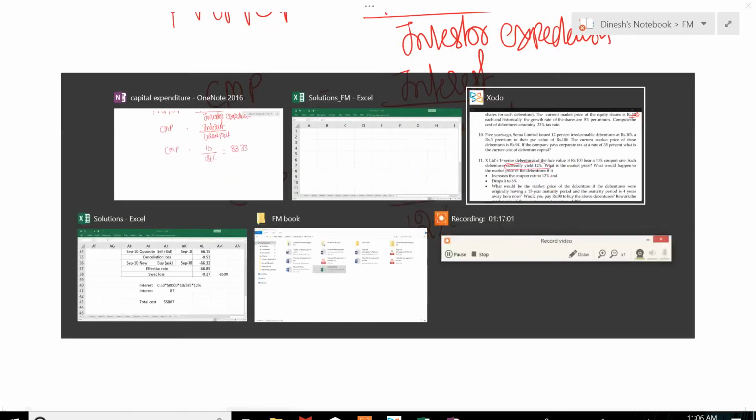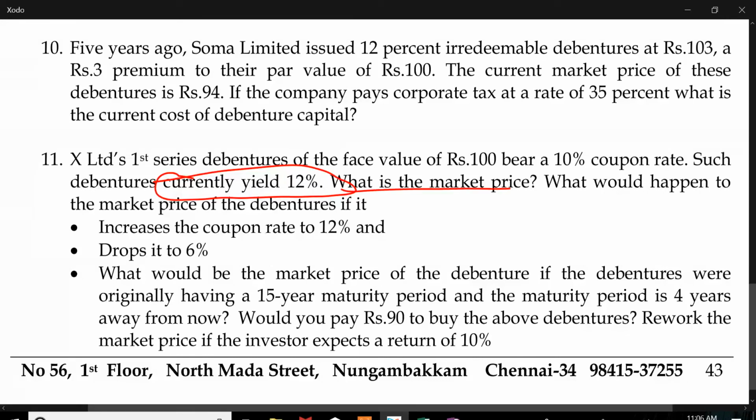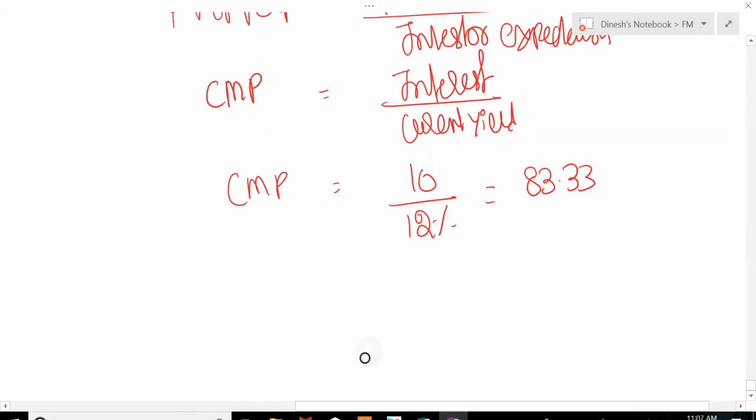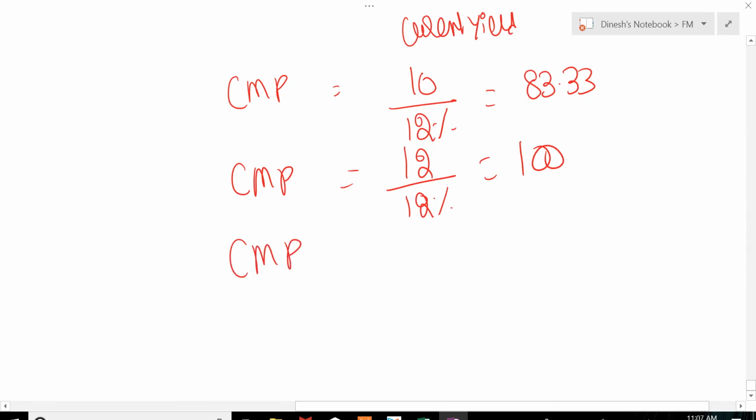Scenario 2, what they mentioned. If it increases the coupon rate to 12, see this was the market price till now. Now these various scenarios: increases the coupon rate to 12, drops it to 6. 12% means, am I meeting the expectation or exceeding? Meeting the expectation. It will be par value. Current market price is equal to 12 by 12%. If you meet it, 100 rupees. Let's assume he wants to give 14%. 14% means 14 rupees. 14 by 12%.